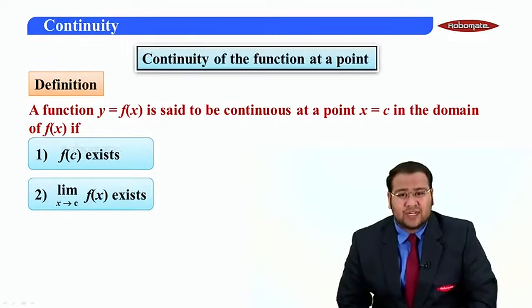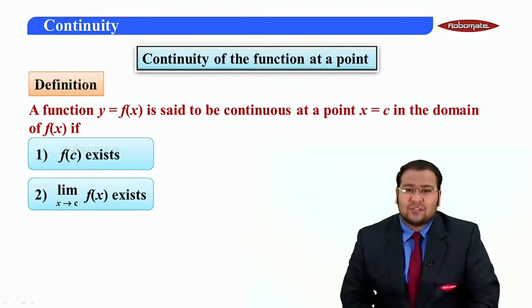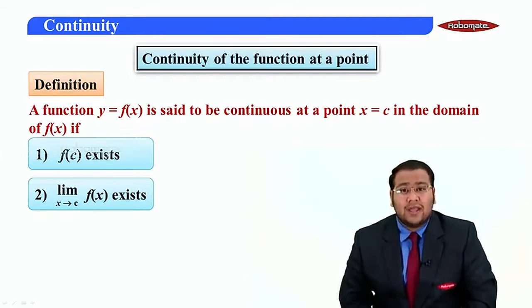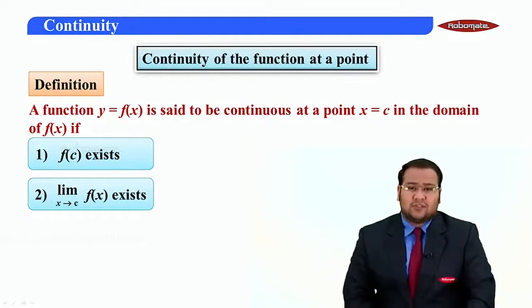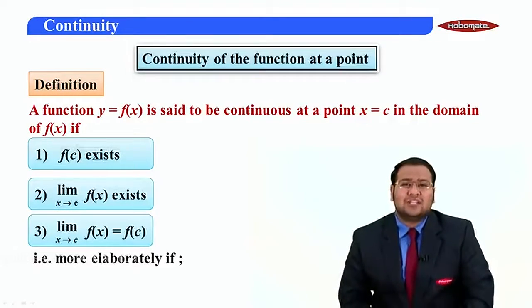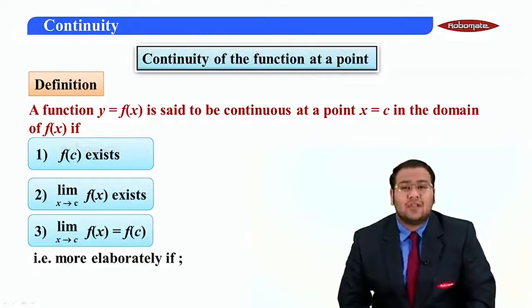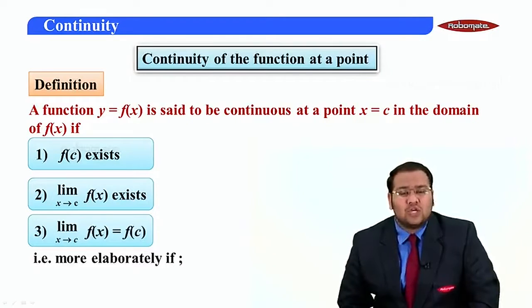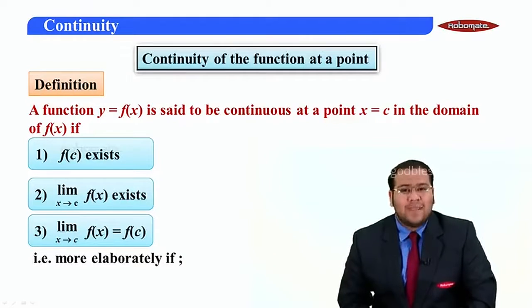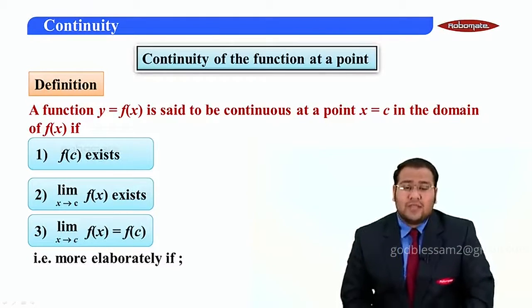So in the first condition a function exists, in the second condition its limit is existing. In the third condition they both should be equal to each other, that is, limit x tending towards c f of x should be equal to f of c.